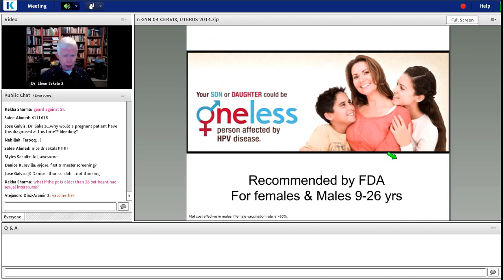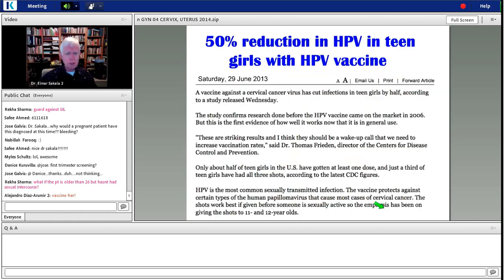How about for males? Should males also be immunized? The FDA is now recommending males between 9 to 26 to be also immunized. Now, if there were enough females that were immunized, over 80%, at least this is what the statisticians come up with, there's no need to immunize the males because there is enough herd immunity, if you know what I'm talking about. But otherwise, it would be proper to immunize the males.